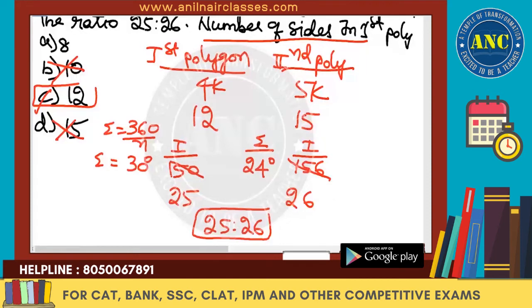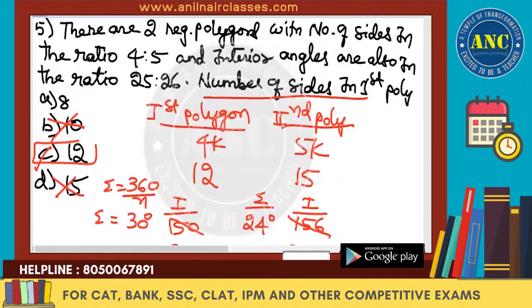Right? So again I am repeating. There are two regular polygons with the number of sides in the ratio 4:5 and interior angles also in the ratio 25:26. So this is 4k, this is 5k. The first polygon's number of sides will be a multiple of 4. So I assumed that option C is right. 4k is 12, k value 3. 5 into 3 is 15.